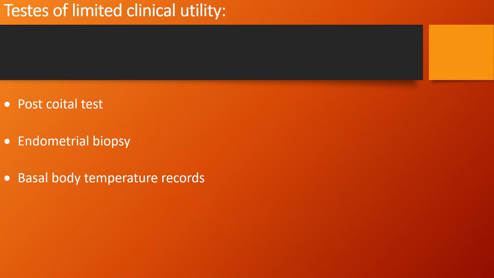Endometrial biopsy to document a secretory endometrium is indirect evidence of ovulation. We do not recommend use of this test unless endometrial pathology is strongly suspected. And basal body temperature recorders: basal body temperature charts are the least expensive method for detecting ovulation, although interpretation of the chart can be difficult and subject to wide observed variation.